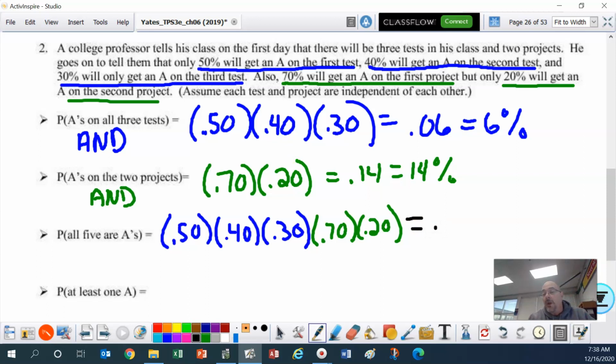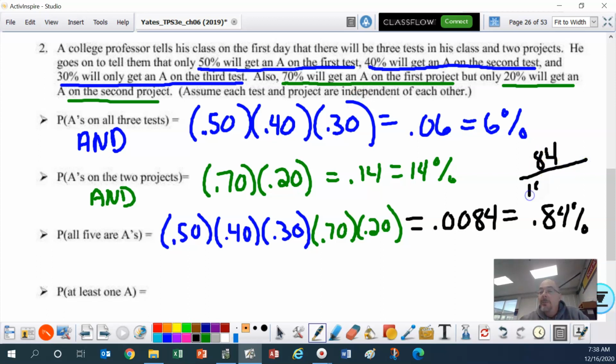And when I do that, ladies and gentlemen, it is really icky. Now don't round here. Go with the whole decimal, 0.0084, which is 0.84%. So you do not have a very good chance of getting an A on all 5. It's less than 1%. Remember, that means less than 1%. Now, also, if you remember how percents work, that would be the same as saying only 84 students out of every, remember your place value? Out of every 10,000 will be able to do that. So only 84 students out of 10,000 would actually get all 5 A's.